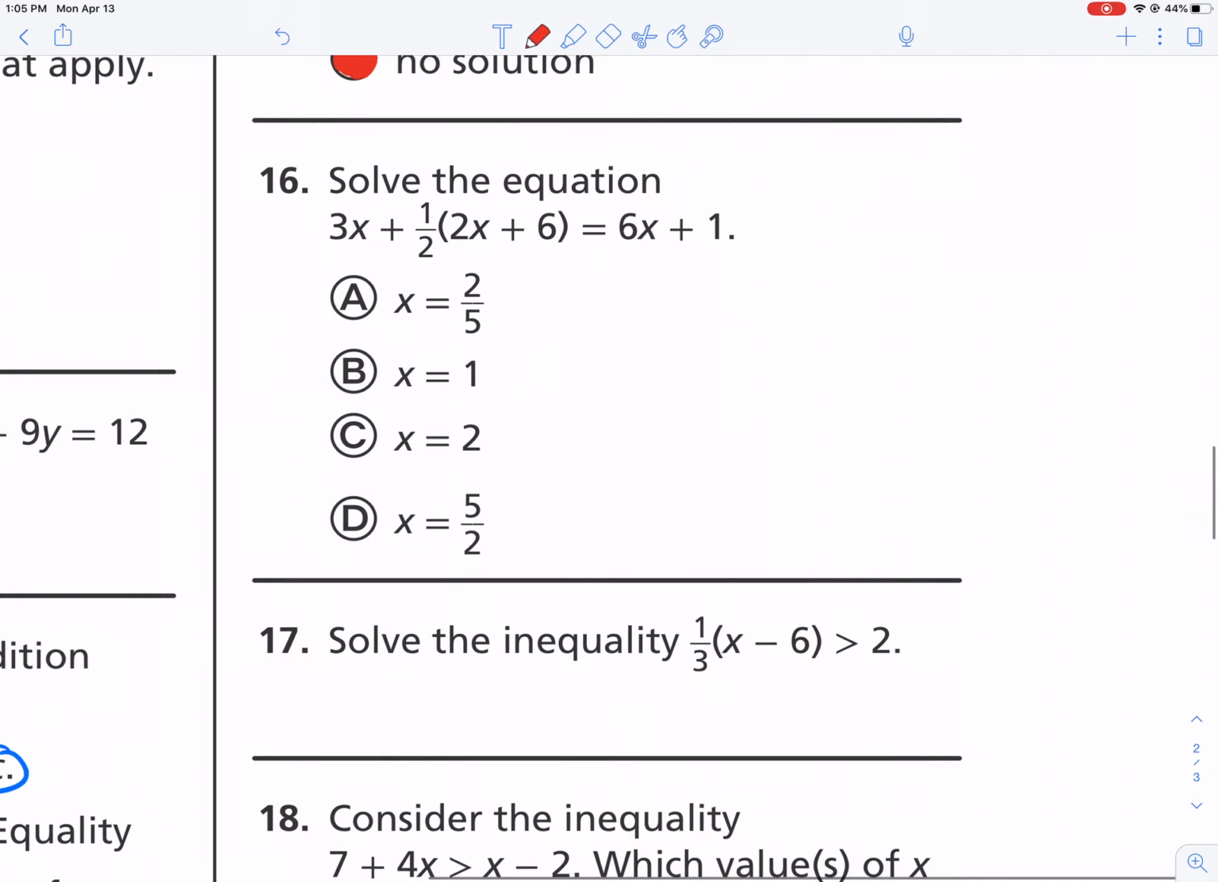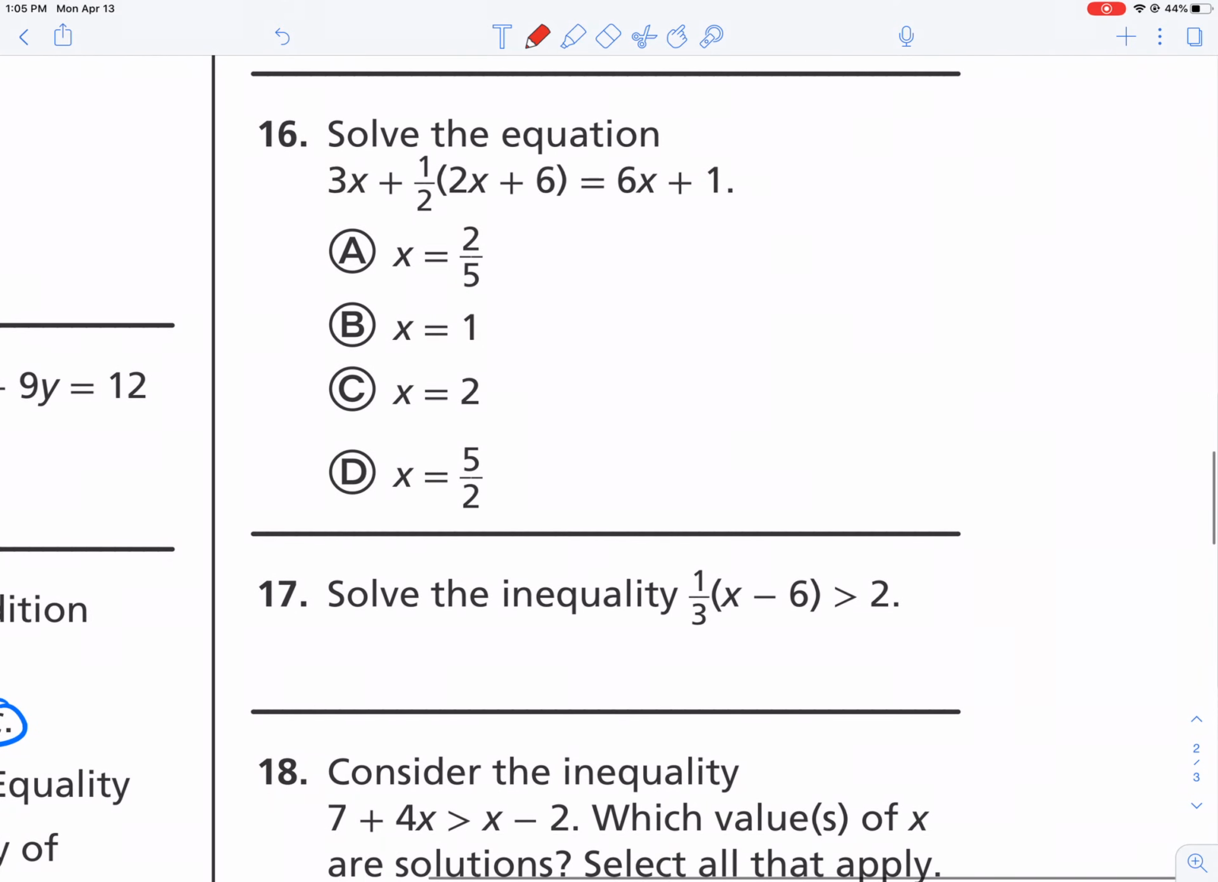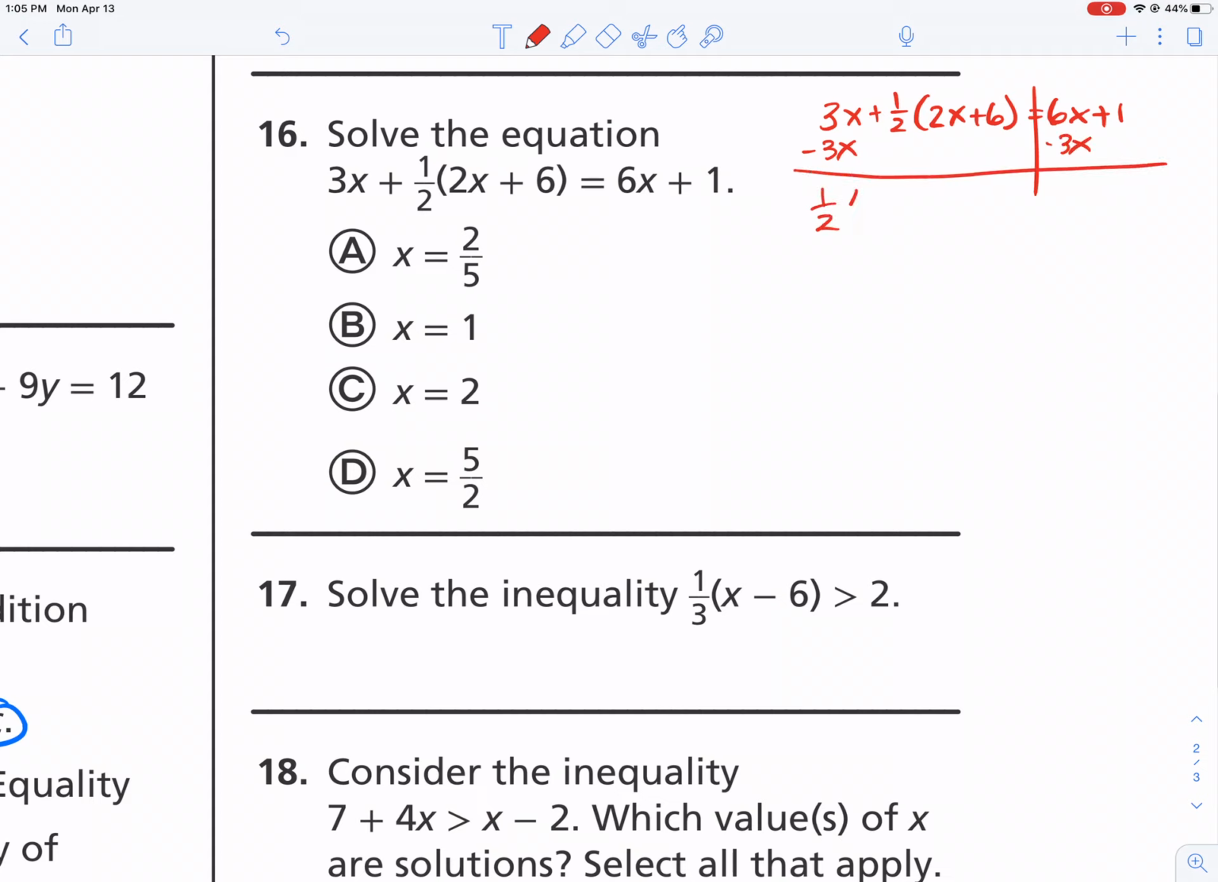All right, moving on to number 16. So again, we have another one with a fraction, and we're going to solve. So you can go through and you can plug some in, but you got to be comfortable with plugging in 2/5 and 5/2 in case that's one of the solutions. So I'm going to show you the algebra of how we solve it though. 3x plus 1/2. I'm just going to rewrite it. Okay. Now before I do anything with that fraction, I can move this 3x. He doesn't need to be over there. I'm going to join him with the other x's on this side. And I'm going to end up with 1/2 (2x plus 6) equals 3x plus 1.